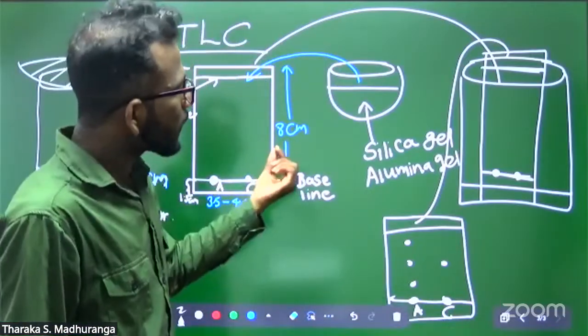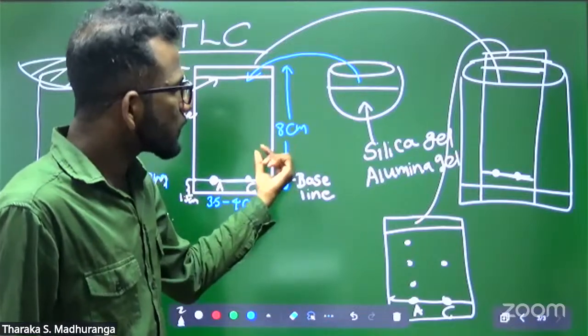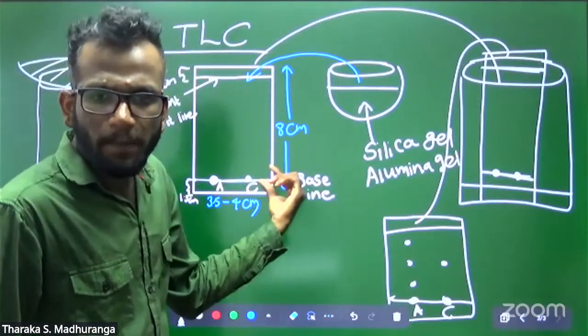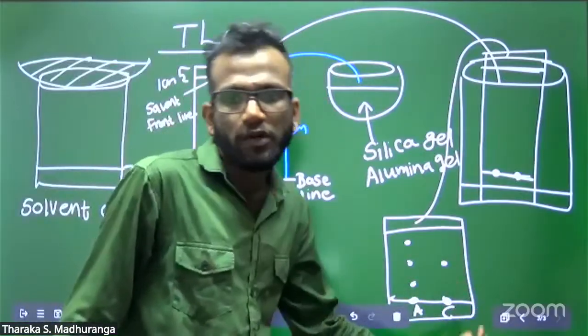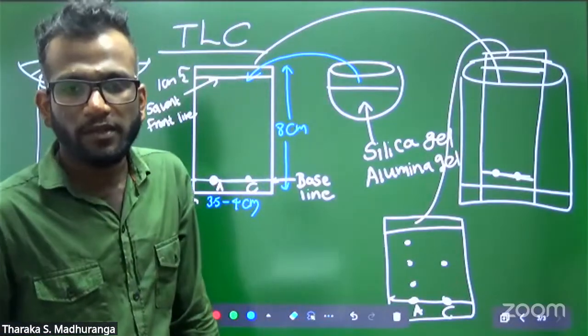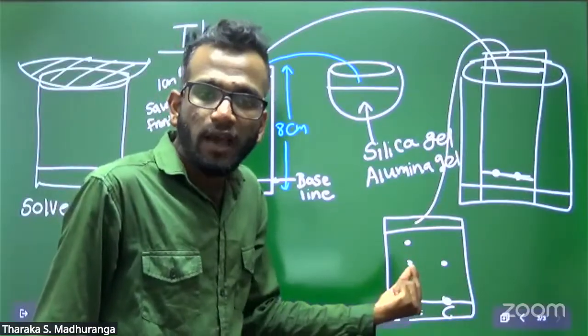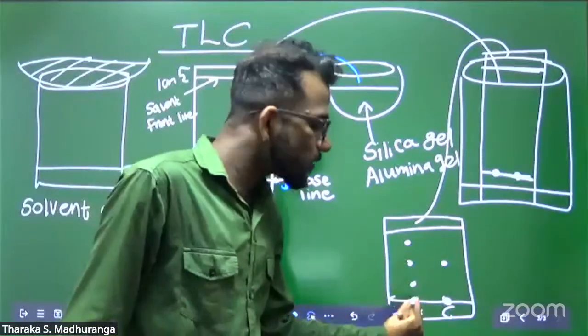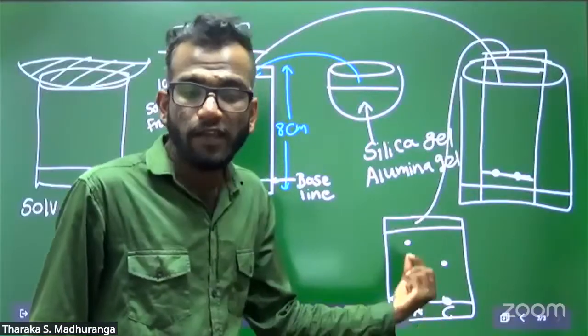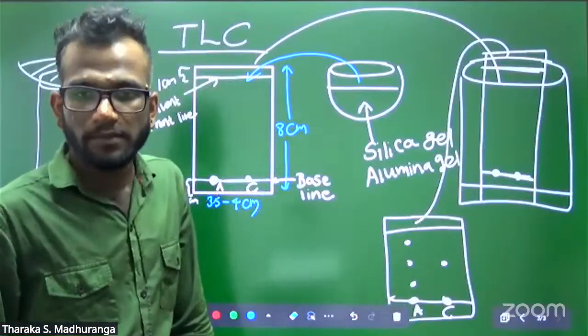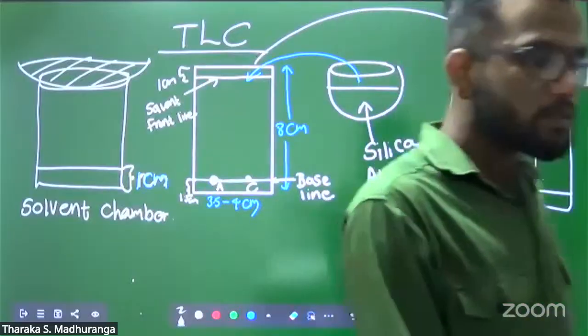If I want to identify a compound like nicotine, then the C must be purified nicotine. That's what a control means, that's the purified sample. The A is the unpurified sample with impurities. That's why it's the crude product sample.